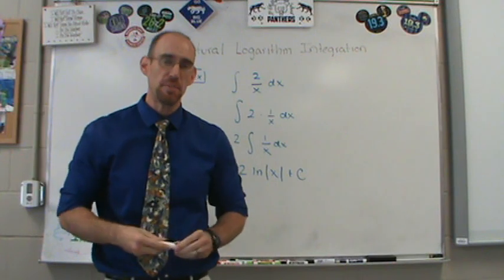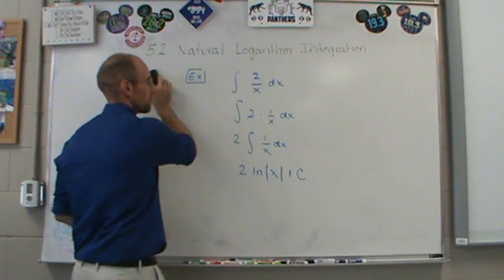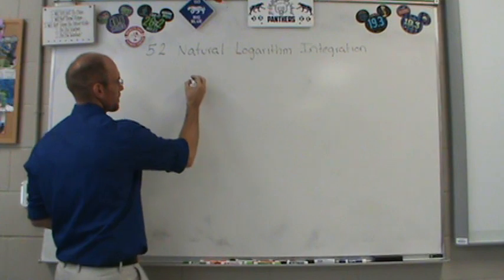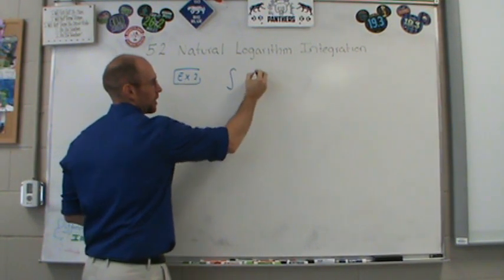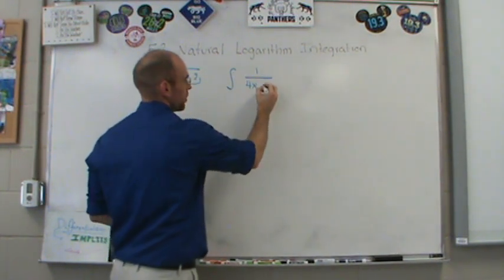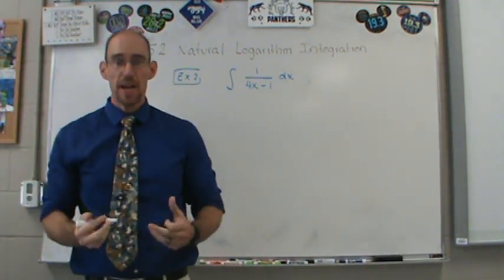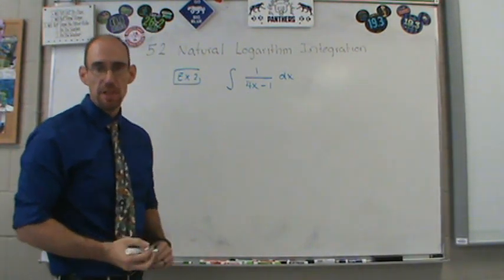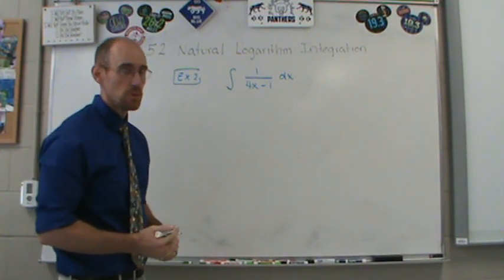Let's try one that actually has some u substitution going in with it. Let's take a look at the integral of 1 over 4x minus 1. All right, notice we still have this fraction 1 over something. All right, and our something is stuff. We have more than just x there. So anytime we have that stuff in the denominator, we do have to go ahead and do u substitution.